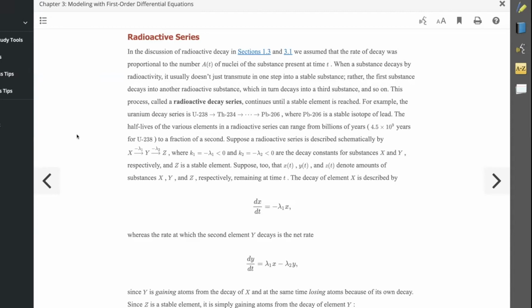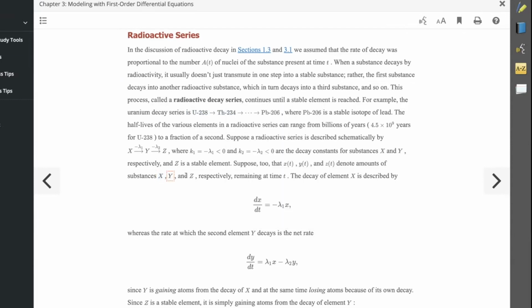So here's a nice introductory example to a system of differential equations. In a radioactive decay series, we can have one element decay into another, which decays into another, etc. Suppose that there are three elements x, y, and z, which decay respectively into each other. So x decays into y, which decays into z. Each of these has a different decay rate.